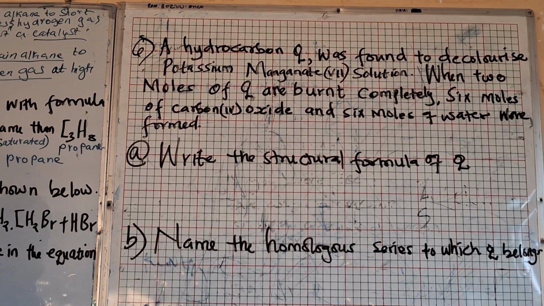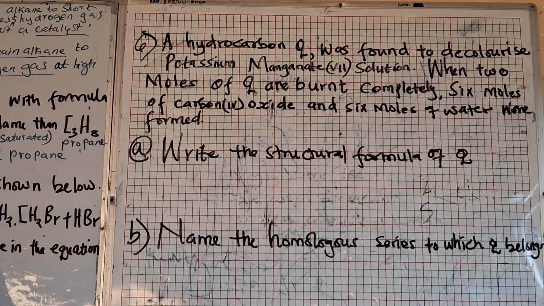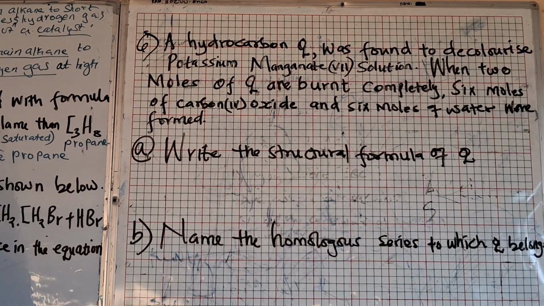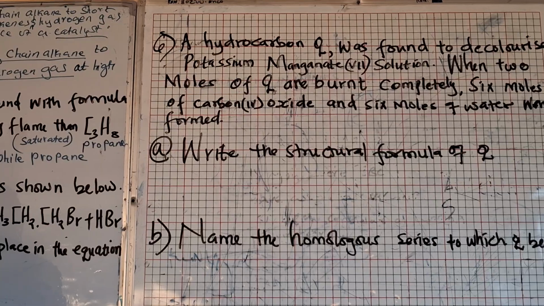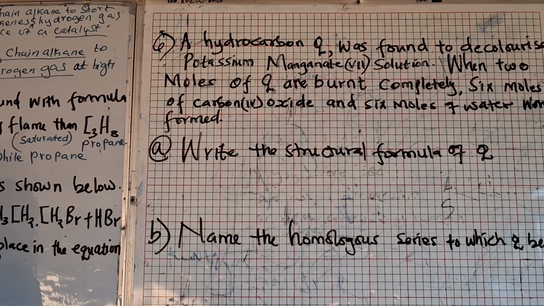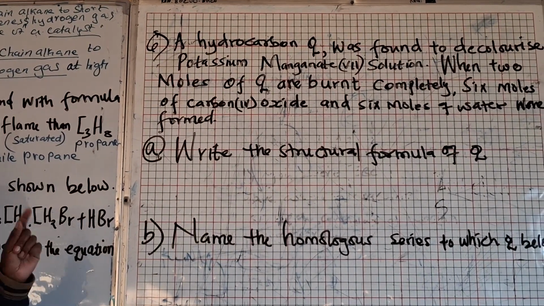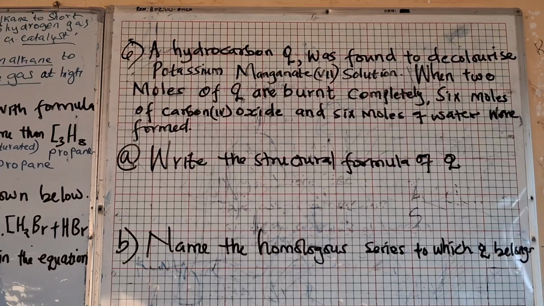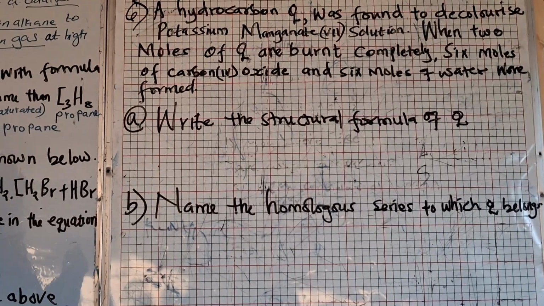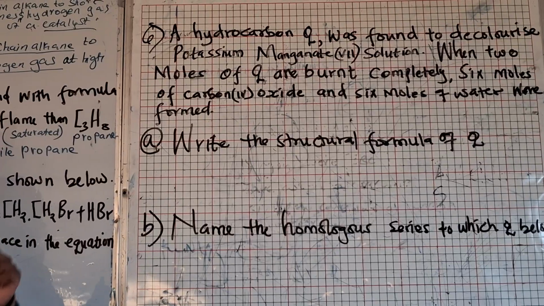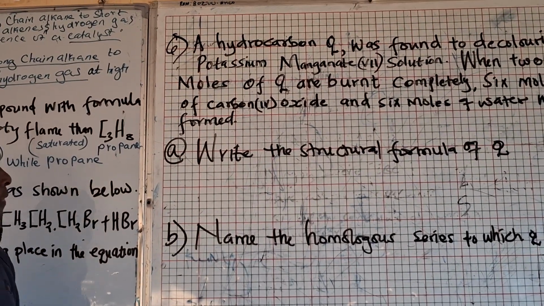So when a hydrocarbon is able to decolorize potassium manganate(VII), then it is either an alkene or an alkyne. Are we together? Yes. That is either alkene or alkyne. In other words, it is unsaturated. It has a carbon-carbon double bond or a carbon-carbon triple bond.